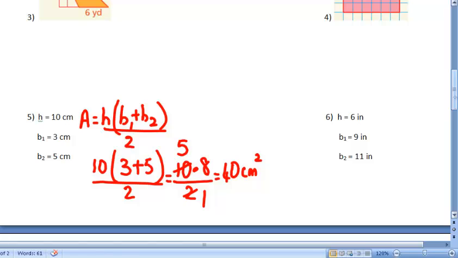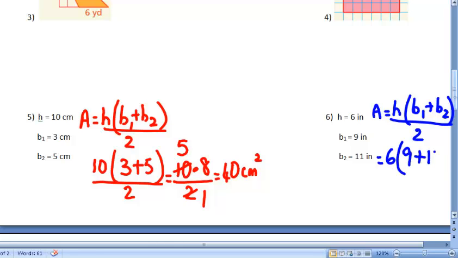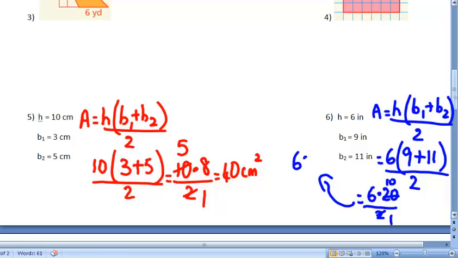Let's take a look at the last question. Same formula stands. Area equals height times the sum of the bases divided by 2. The height in this case is 6 times, one of the bases is 9, the other one is 11, so I'm going to add 9 plus 11 divided by 2, gives me 6 times 20 over 2. 2 goes 10 times. 6 times 10 is 60, in this case inch square.